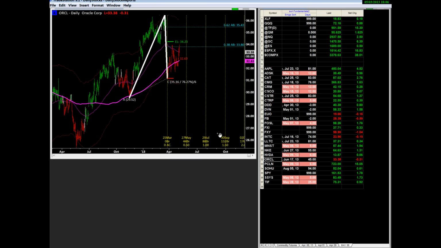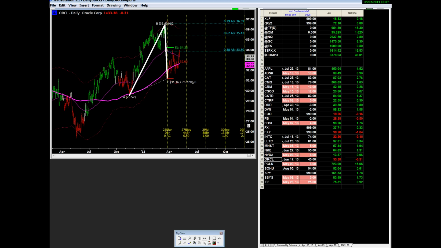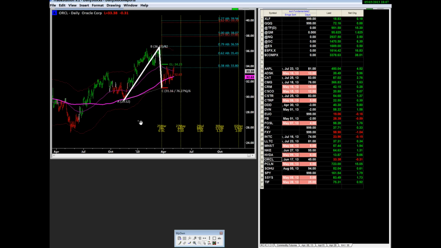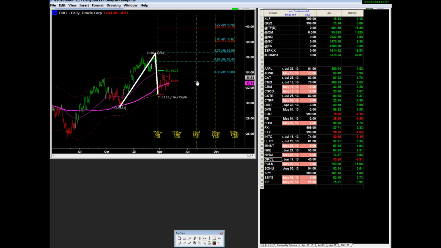Next is Oracle. Oracle again is in an ABC pattern, and Oracle's earnings are due next month, in June. But it is showing quite a bit of positive strength, and I'm expecting its targets would be between 35 and 36.5. Next one is Priceline.